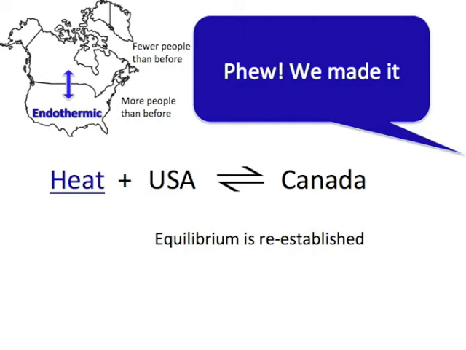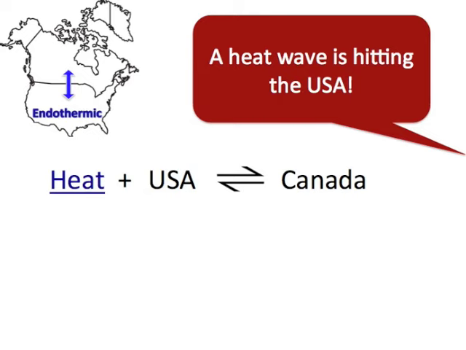Let's try shifting the other way. A heat wave hits the US and people want to travel north. More people go to Canada than leave it, and the position of equilibrium shifts toward Canada, towards the products. This is because when the temperature goes up, since heat is treated as a reactant, the position of equilibrium shifts to the right, toward the products.